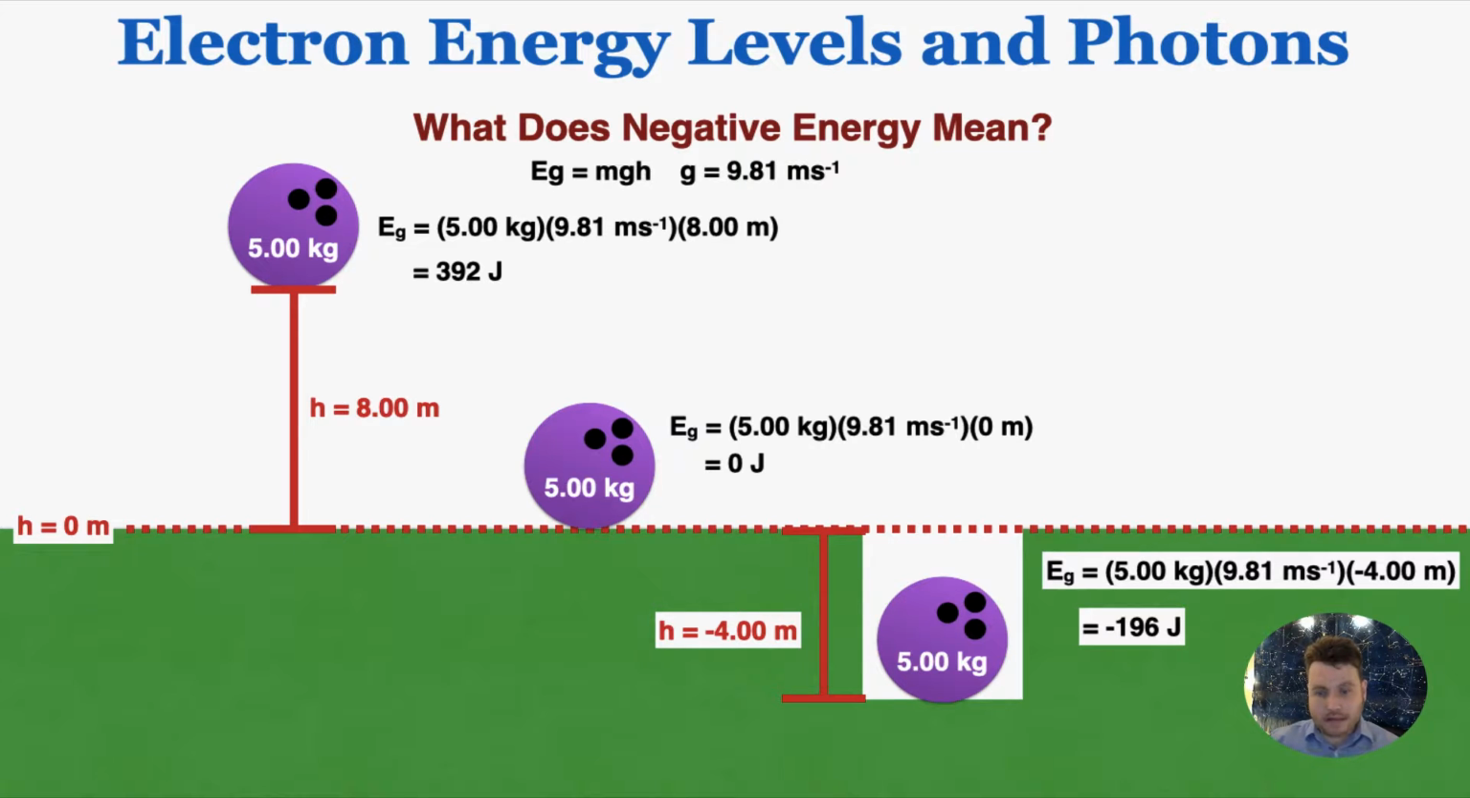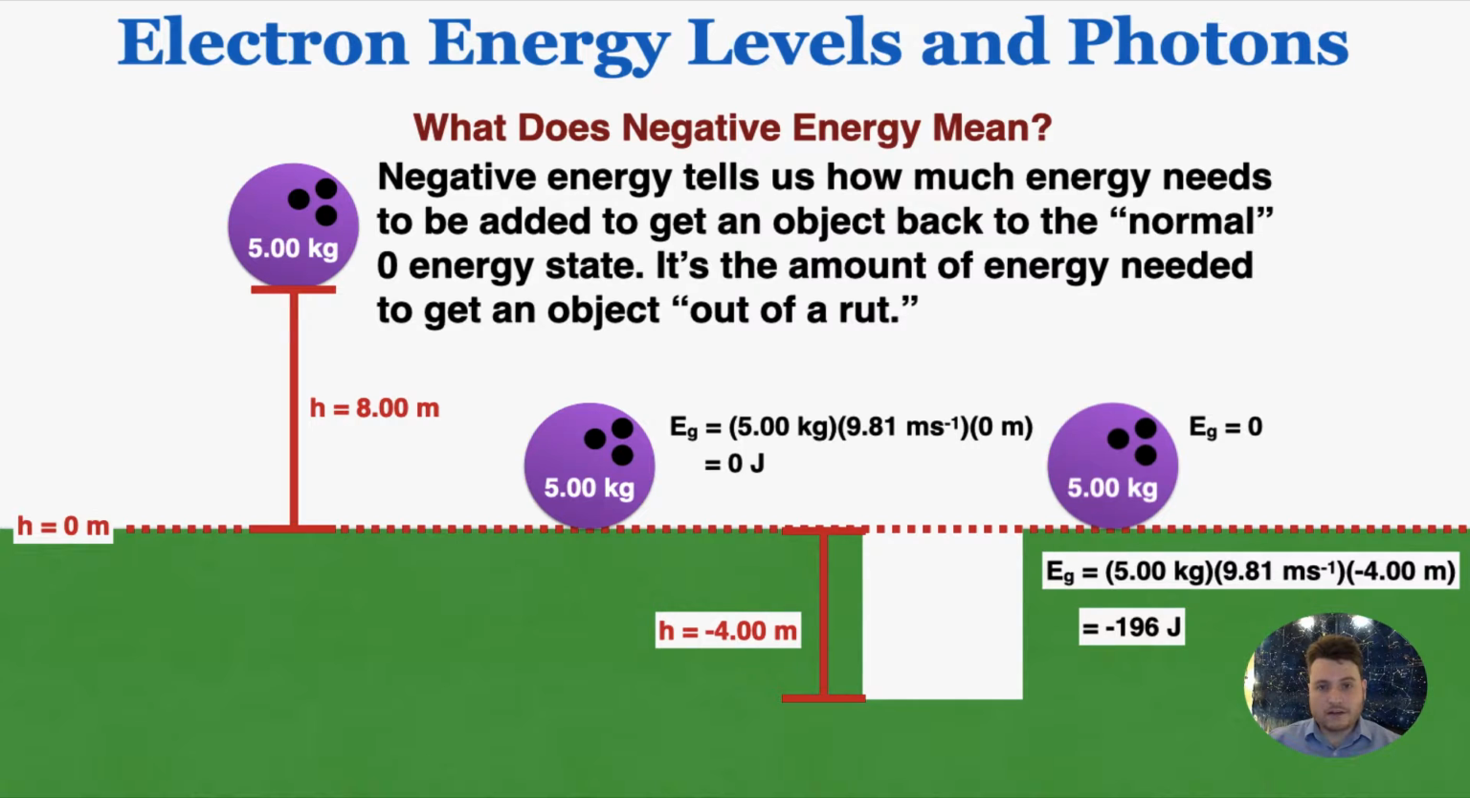Because if this ball has negative 196 joules of gravitational potential energy, I can see that if I add 196 joules to this ball, what that means is that the ball is going to be raised to the point where it has 0 potential energy. So negative energy can tell us exactly how much energy needs to be added to get an object back to the normal 0 energy state. You can think about it as being the amount of energy needed to get an object out of a rut or out of a hole and back to the 0 energy state where it has no potential energy at all. So that negative 196 joules communicates that you need exactly 196 joules just to get this object back up to the 0 energy state where nothing's affecting it.